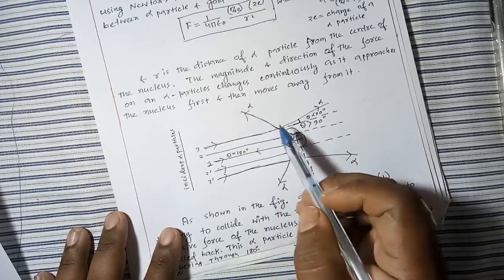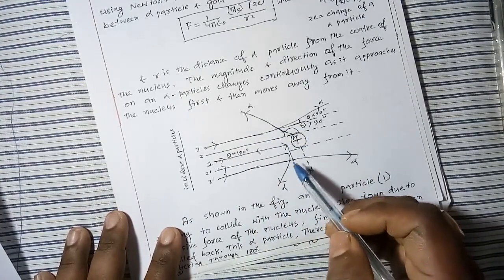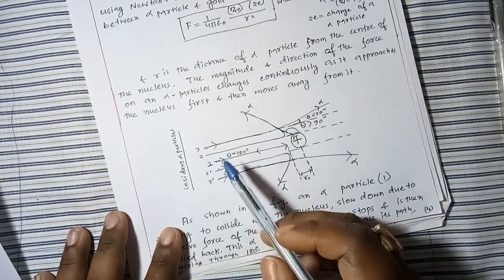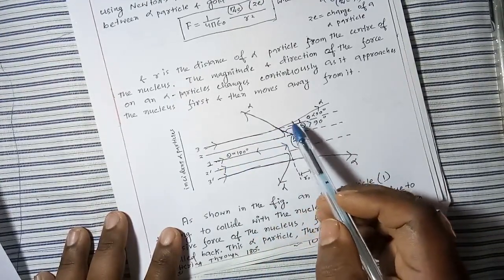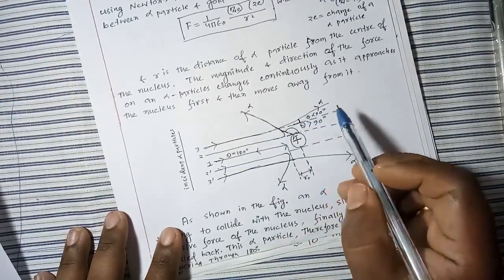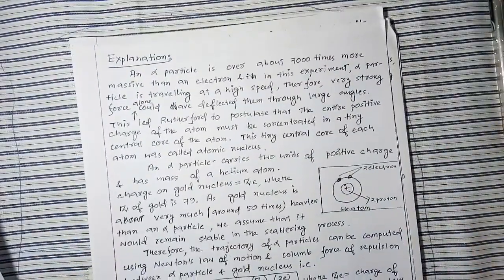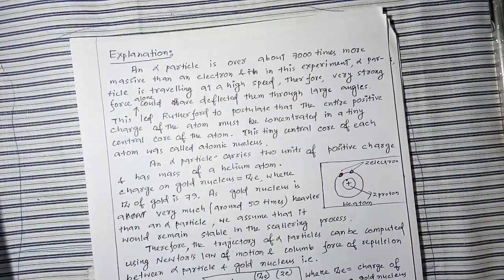And what about the number 2? They are experiencing a deviation with a scattering angle of more than 90 degrees, right? And what will happen to number 3? They experience very little deviation, with a very small value of scattering angle, right? So what are the observations?